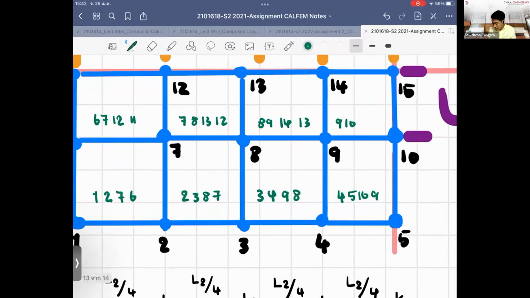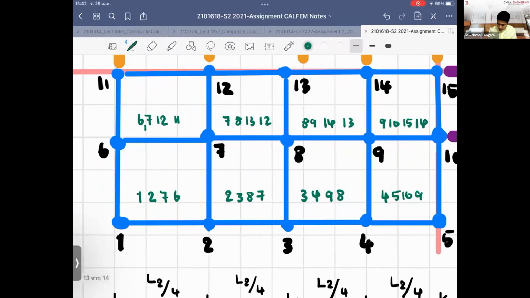You might see the pattern that the numbers start to have some repeating pattern. So that's why when you have to discretize them, you don't need to do it by hand. You can just have the MATLAB run or generate the numbers for you.